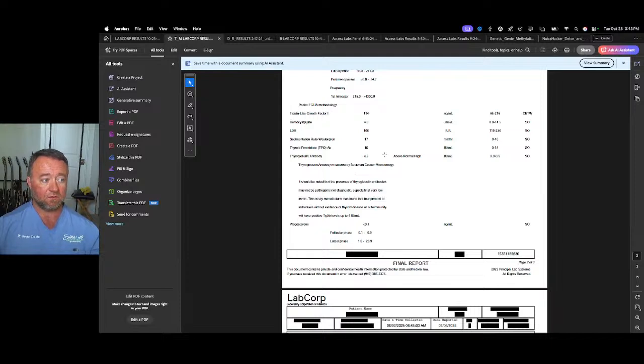Now, medically, they'll try to address this with corticosteroids.